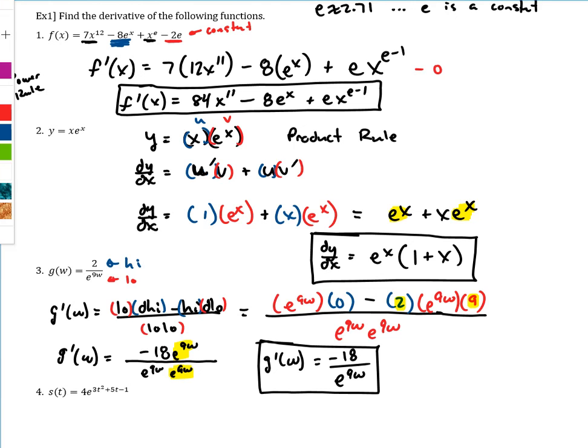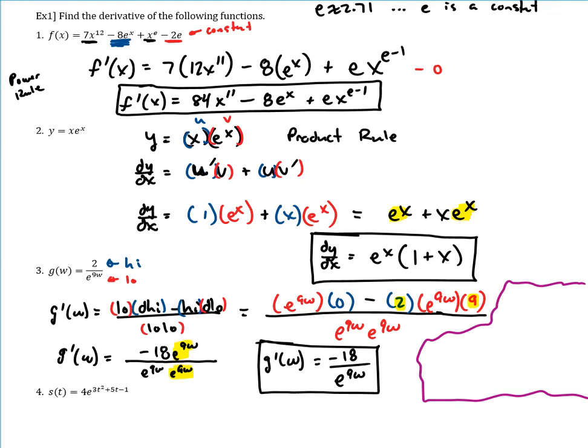Now, the other way we could have done this problem, we could have used our rules for powers before we did any derivative. So I'm just going to block that off in the purple. So g of w would have been the same as 2e to the negative 9w, like that. Okay, so that's using the rules for negative powers. Remember, if you have something in the denominator, you could put it up as long as you make the power on it negative.